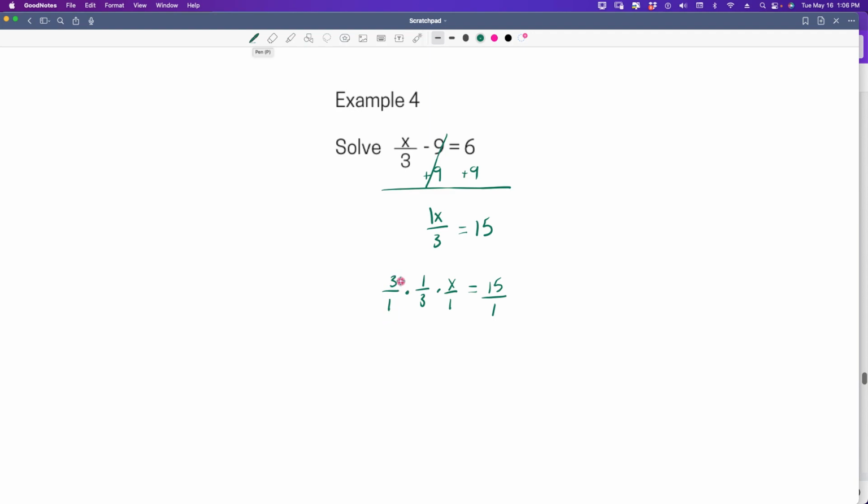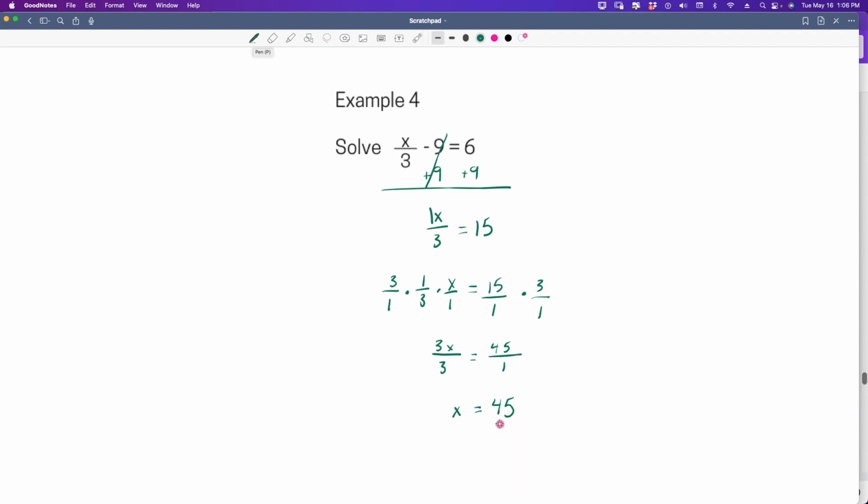So then that gives me 3 times 1 times x is 3x. 1 times 3 times 1 is 3. And that's still equal to, oh wait, I forgot to multiply over here, so I have to do 3 over 1 over here. So 15 times 3 is 45, and 1 times 1 is 1. Well, 3 over 3 is 1. We write 1x just like that by itself. And then 45 over 1, that's just a whole number. Anything with a denominator of 1 is just the numerator. It's just a whole number. So x is equal to 45.